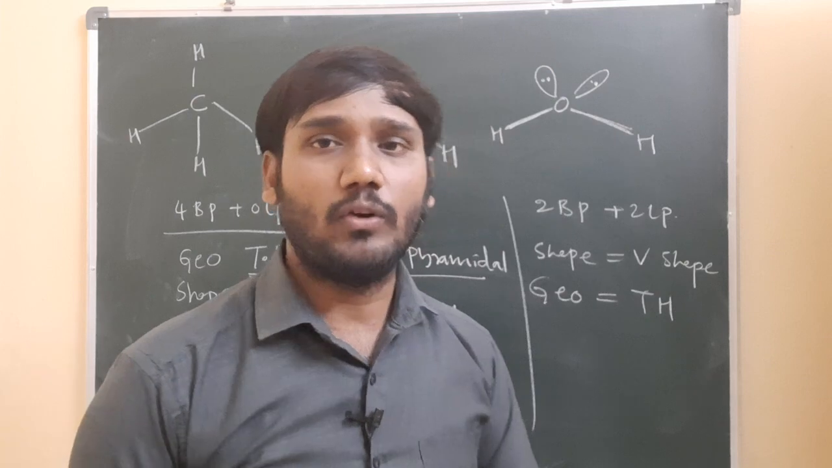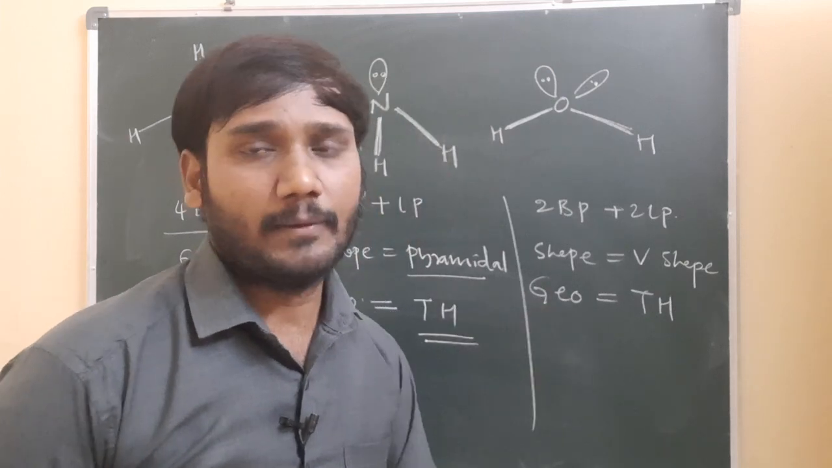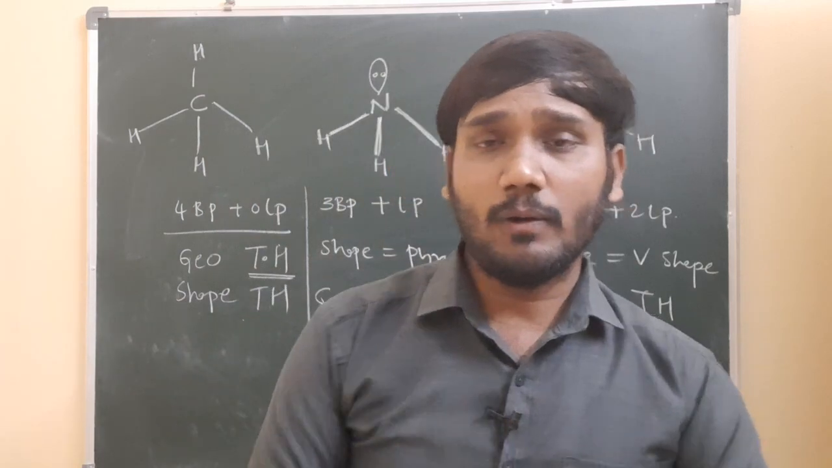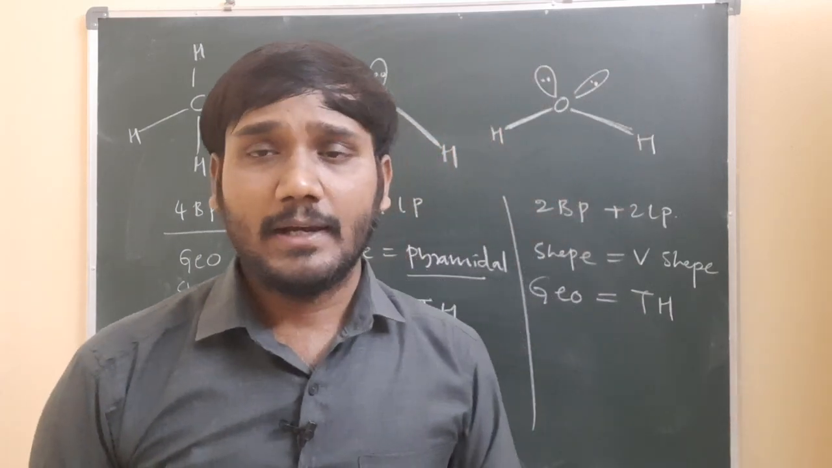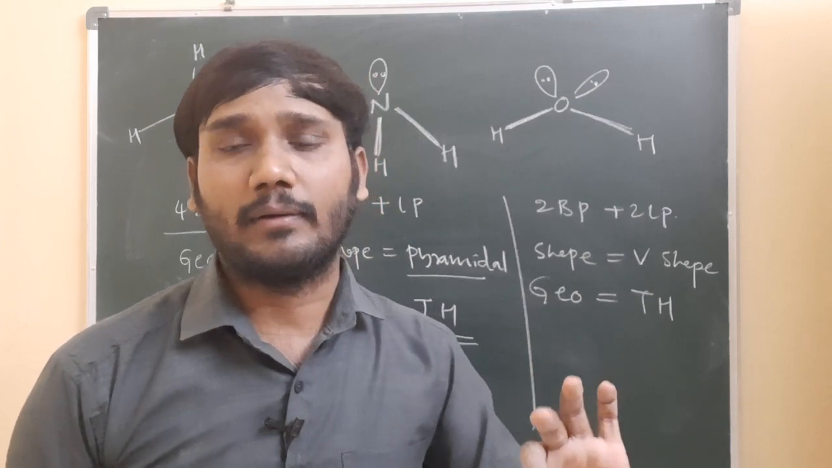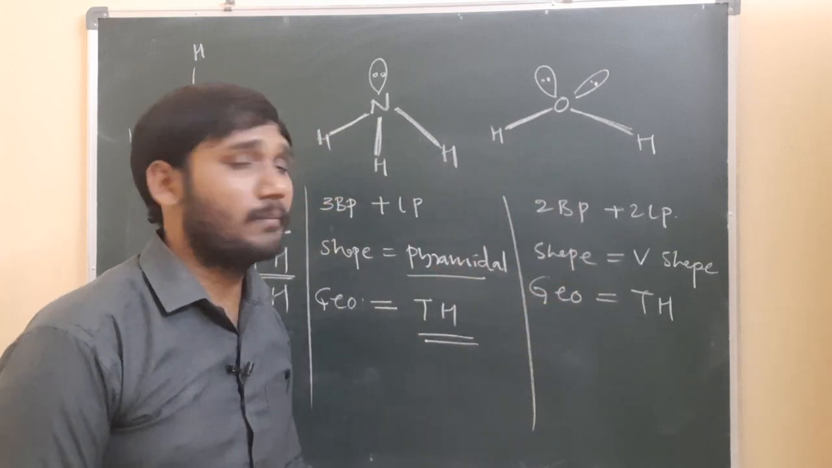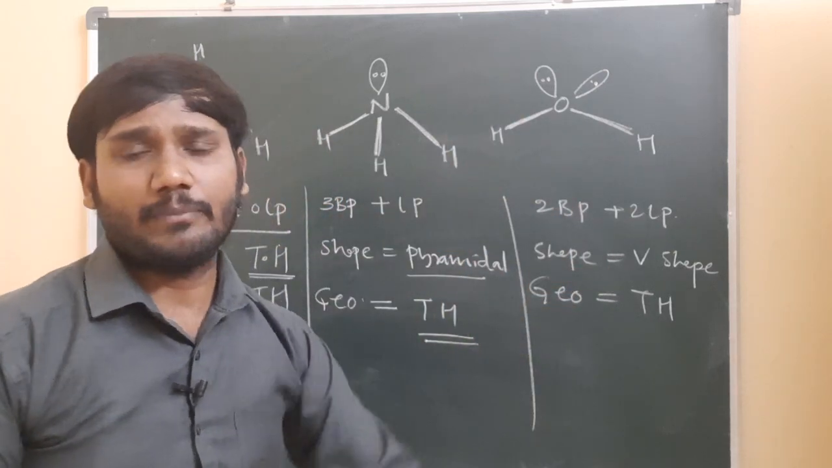3 bond pairs, 1 lone pair means pyramidal. 4 bond pairs, 0 lone pairs means tetrahedral. So once again, in a molecule where there is no lone pair, at that time shape and geometry are equal. In a molecule where lone pairs are present, geometry and shape are not equal. It is different. So these are the examples of CH4, NH3 and H2O. So these are the shapes of the molecules.